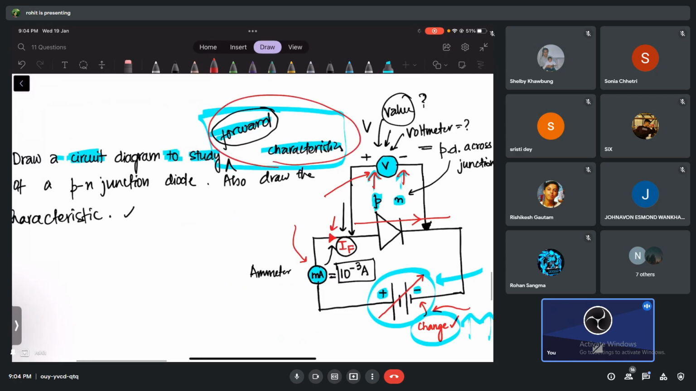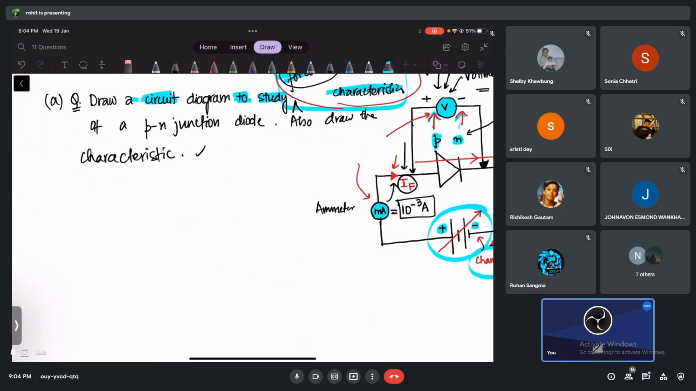This characteristics means what, guys? This characteristics means nothing but a graph, and you have drawn this in your Ohm's law. Ohm's law was very simple.